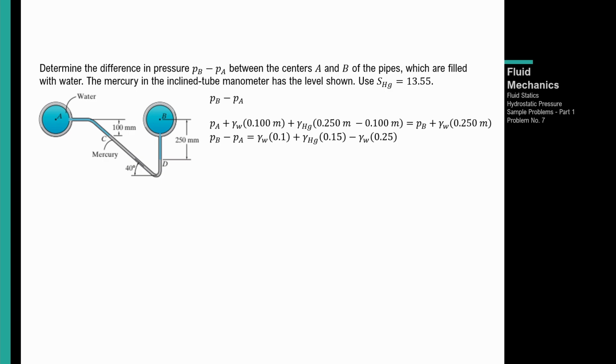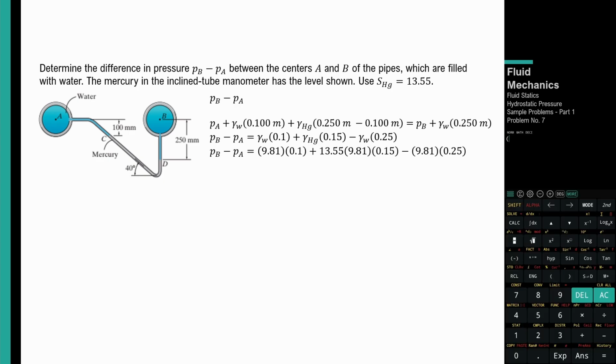So, subtract from both sides the unit weight of water, the 0.25, and the pressure at point A. Therefore, substitute the given values. The unit weight of water was not given, so use 9.81, and the specific gravity of mercury is 13.55.